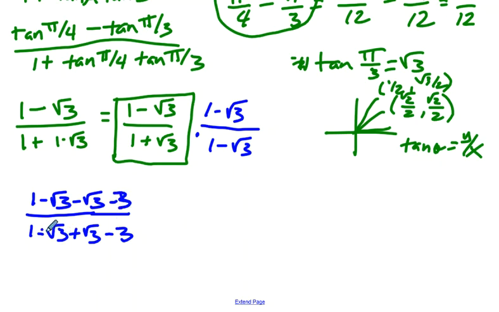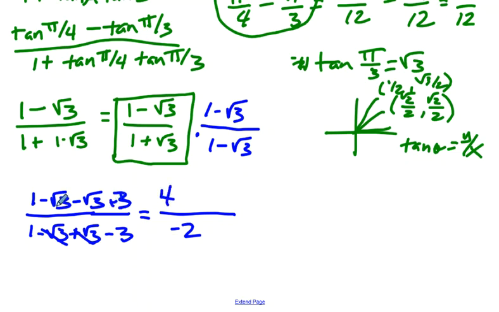So in the denominator, your radicals here cancel out, and 1 minus 3 is negative 2. In your numerator, 1 minus 3 is still negative 2. Oh, this one should be a positive 3, sorry. Negative times negative, that should give you a positive 3.